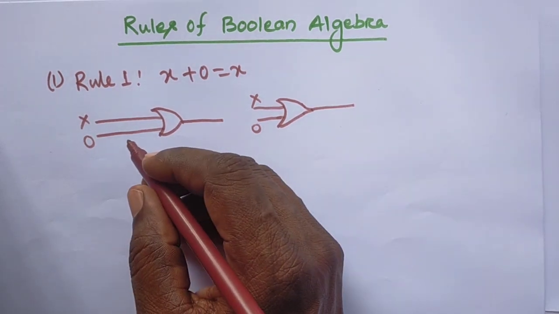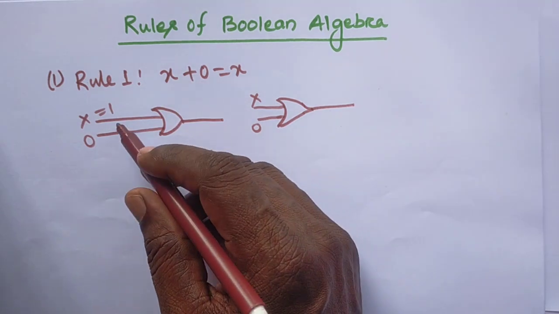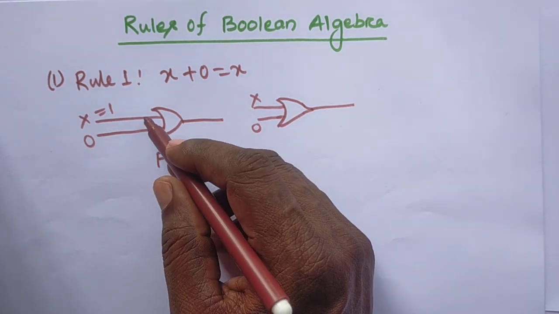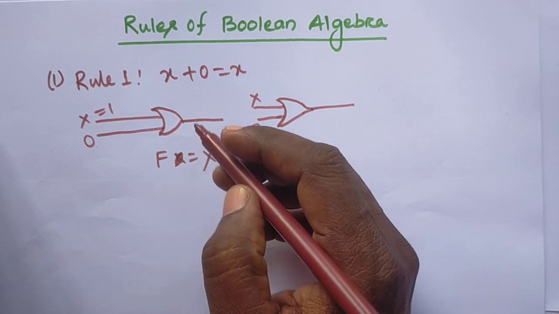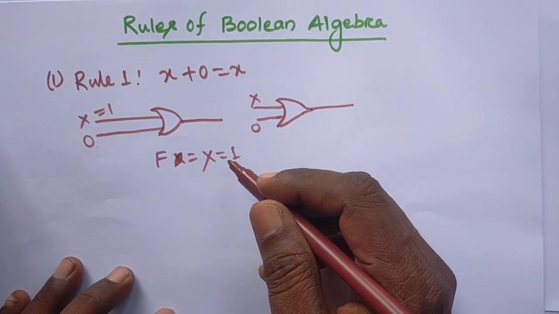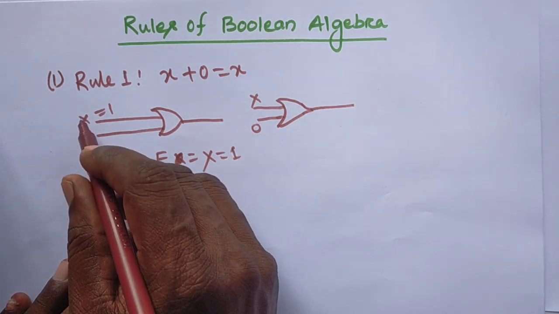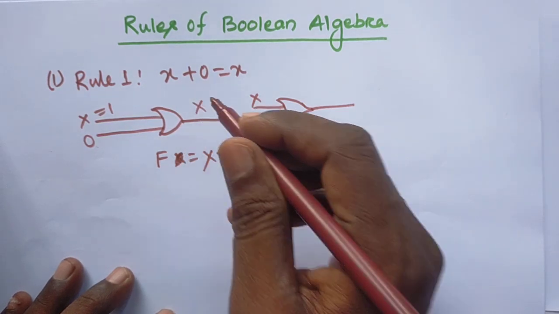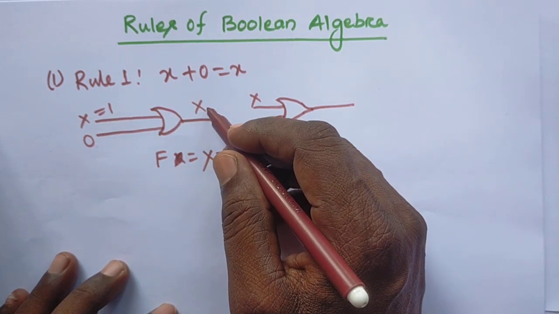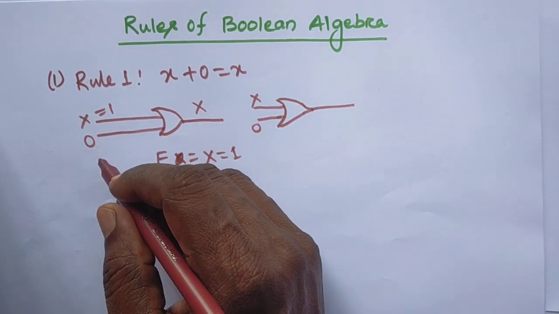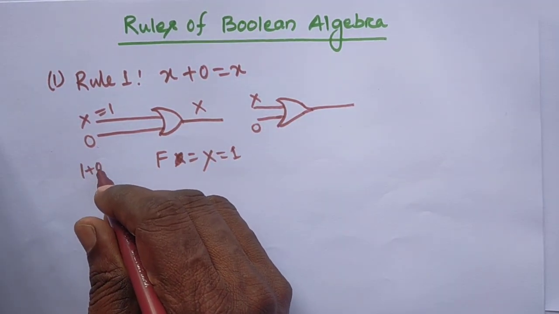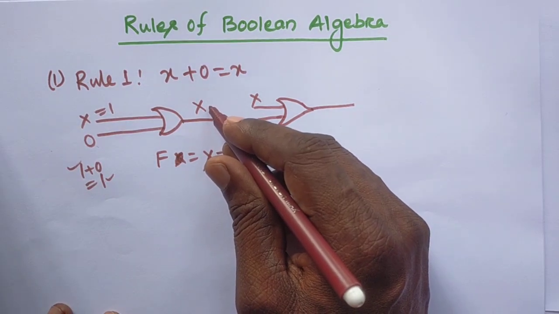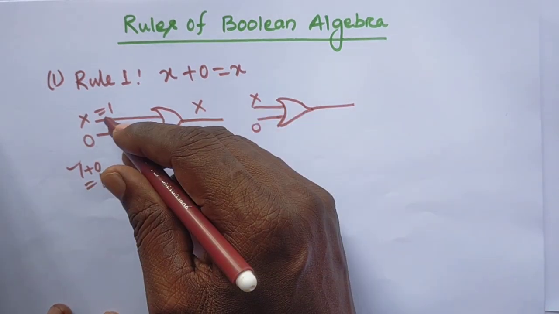Now we will start. If x is equal to 1, for example, then 1 plus 0, because this is an OR gate, is equal to 1. So f(x) is equal to 1. Understand? x is 1, and the result is also 1, which is x. So the result will be x. Same result we get, because 1 plus 0 is 1. x is 1, and the result is also 1. So x plus 0 is x, where x is equal to 1.